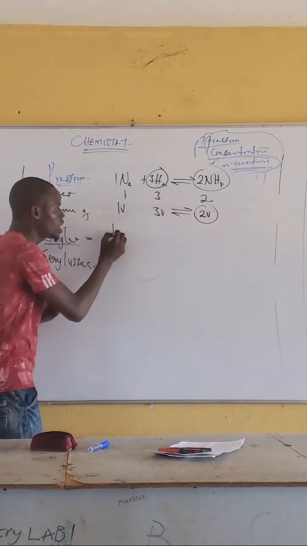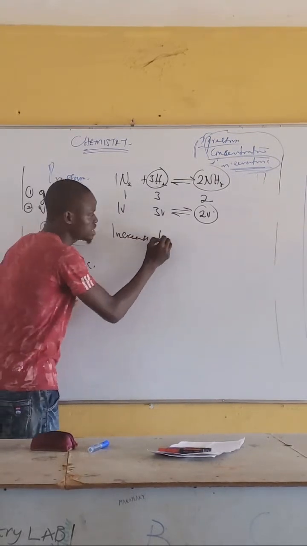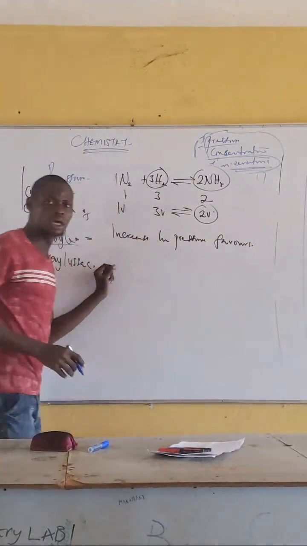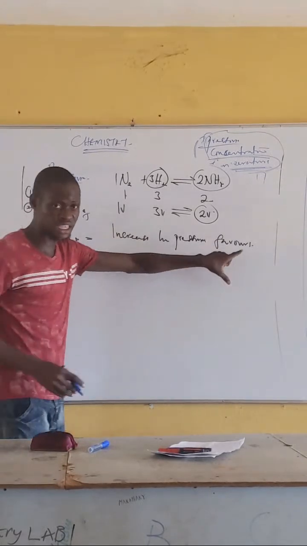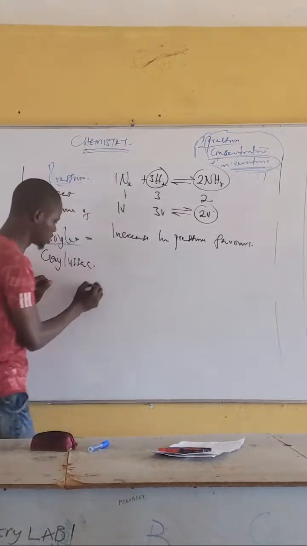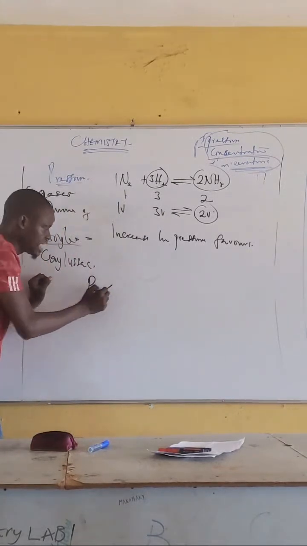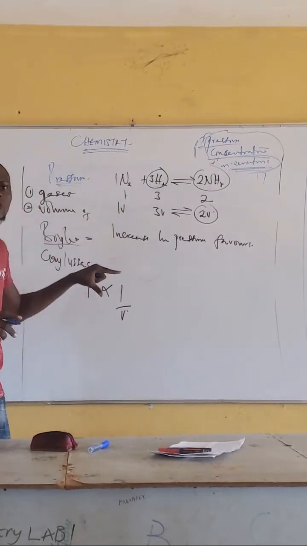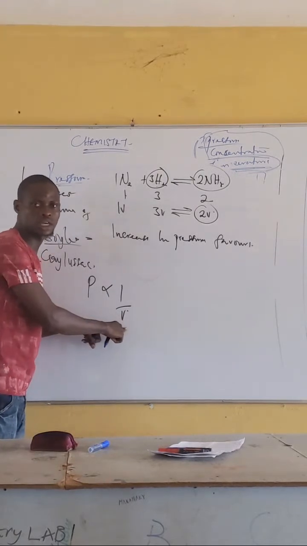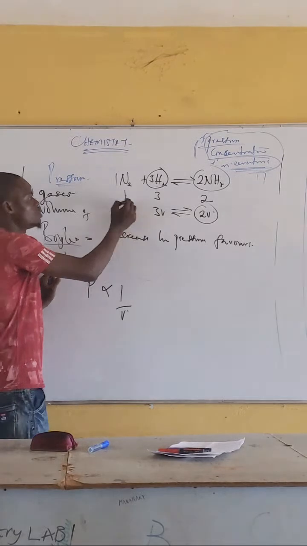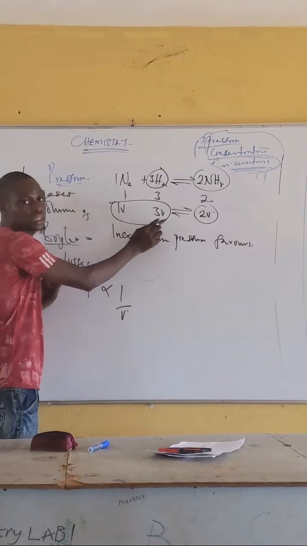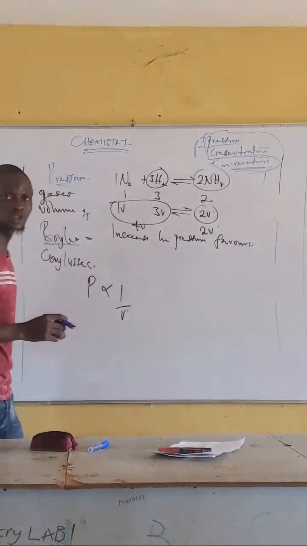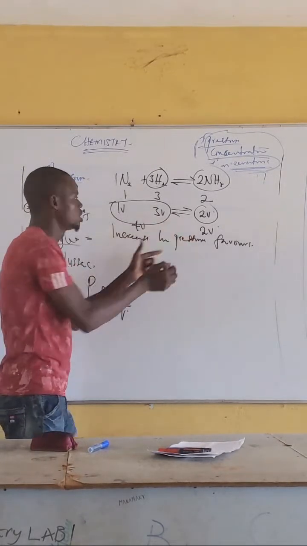When there is an increase in pressure, it favors the position with lower volume, according to Boyle's law. When pressure is increased, the volume must be low. So increased pressure favors the position of lower volume. How many volumes of the reactants do we have here? This is 1 plus 3, which is 4 volumes. The volume of product here is 2 volumes. So the position with the lowest volume is the product.